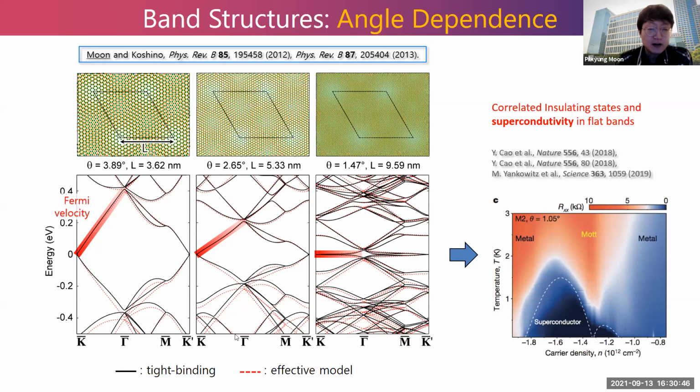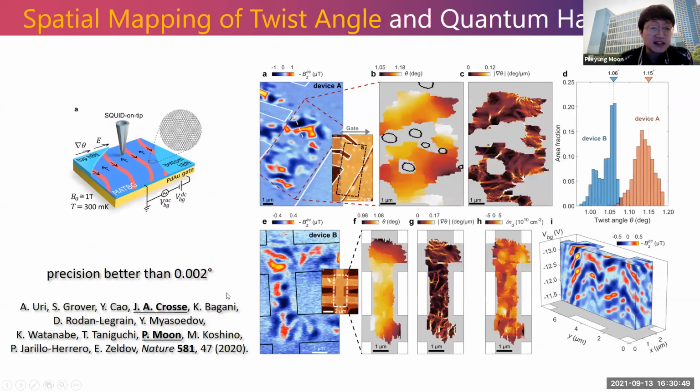For example, I collaborated with a group in the United States and Israel and measured the spatial variation of the rotation angle. By using a SQUID on a tip, we can get the Landau level spectrum at each local structure. The Landau level spectrum varies with the rotation angle between the twisted layers. So by comparing the observed spectrum with the theoretical calculation, we could get the spatial mapping of the rotation angle.